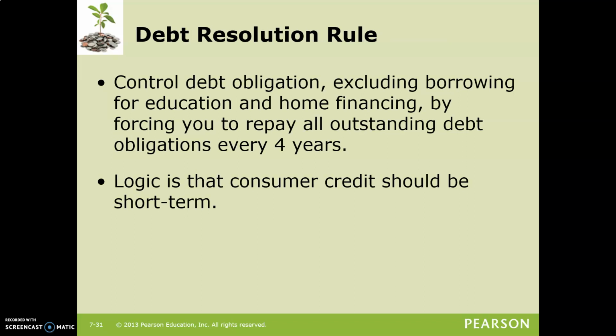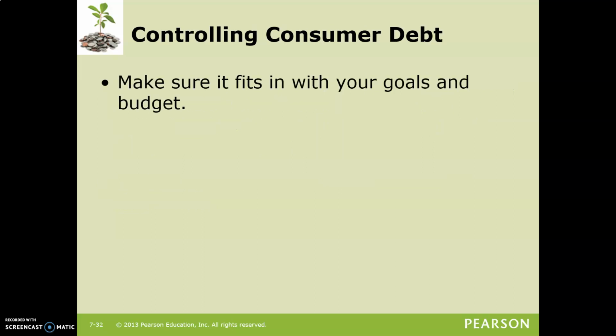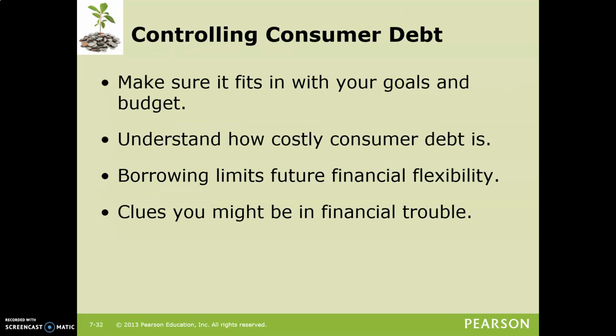Debt resolution rule: control debt obligations, excluding borrowing for education and home financing, by forcing yourself to repay all outstanding debt obligations every 4 years. So it's good to have a loan that is only for 4 years. The logic is that consumer credit should be short term. Make sure that it fits in with your goal and your budget. You need to understand how costly consumer debt is. Borrowing limits future financial flexibility. It limits chances of you getting more things.